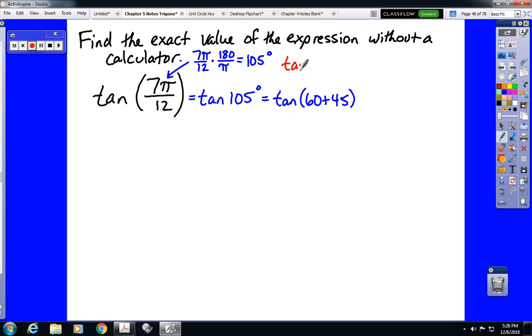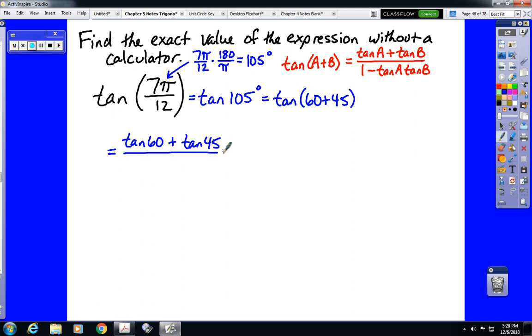Now, since we're using 60 plus 45, we're going to follow the pattern for tangent of a plus b. The pattern for tangent of a plus b is tangent of a plus tangent of b over 1 minus tangent of a times tangent of b. So we're going to plug in these tangent values for 60 and 45 to get that expression. I'm going to write down here on the left, tangent of 60 plus tangent of 45 over 1 minus the tangent of 60 times the tangent of 45.